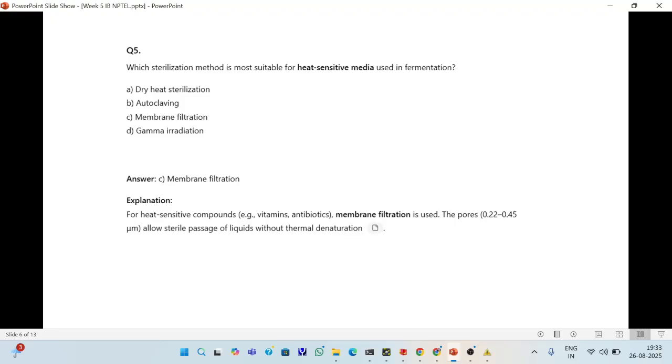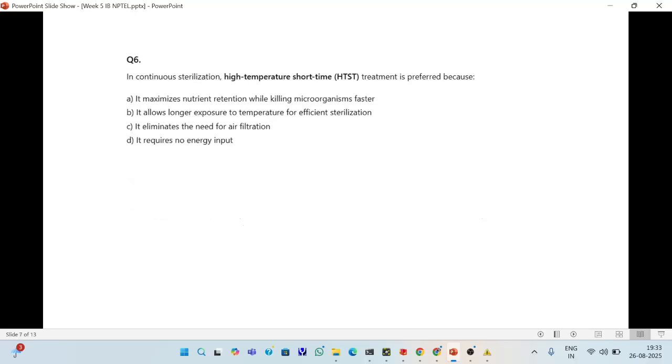Thermal denaturation in the sense there is no heat given. Without any heat, they can be sterilized. That is through the use of membranes for filtration. Okay. Moving on to the next question.